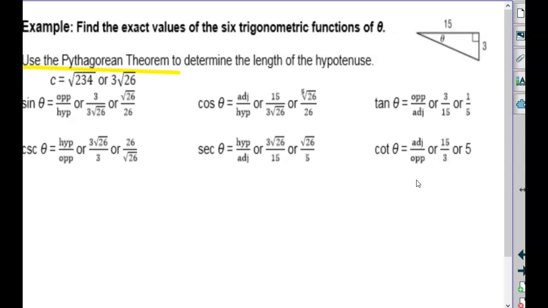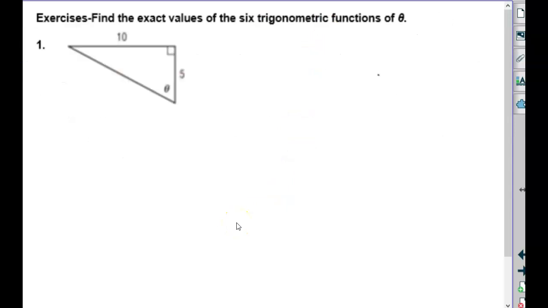All right, it says if you're missing one side, you have to do Pythagorean theorem. So they did Pythagorean theorem. This was a disgusting 3 square roots of 26. And then it said find all 6 of them. Okay. Ugh. Yeah, let's skip that and try this one. It's bad enough, I think, on this one.